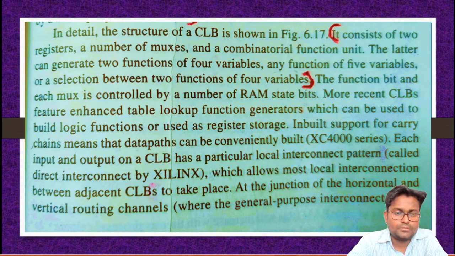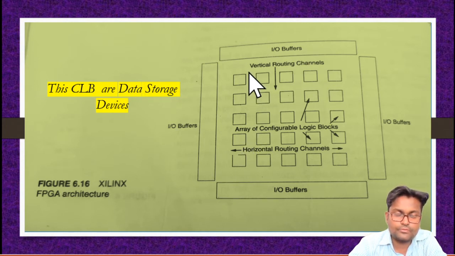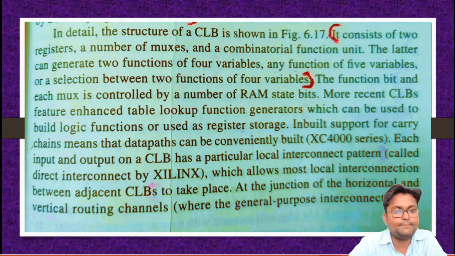So this one is the basic part. Here we study what a configurable logic block is, where the interconnections are, and where the input-output buffers are, and how we can extract the input and output from the circuit. All of this can be studied using this same picture.